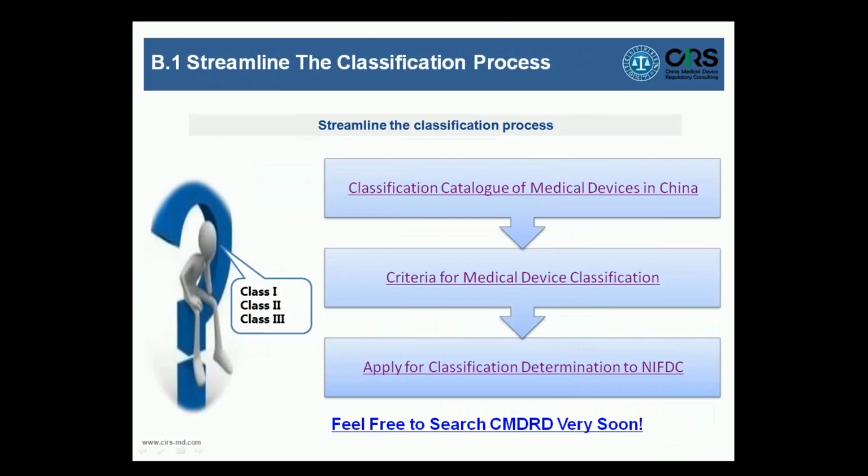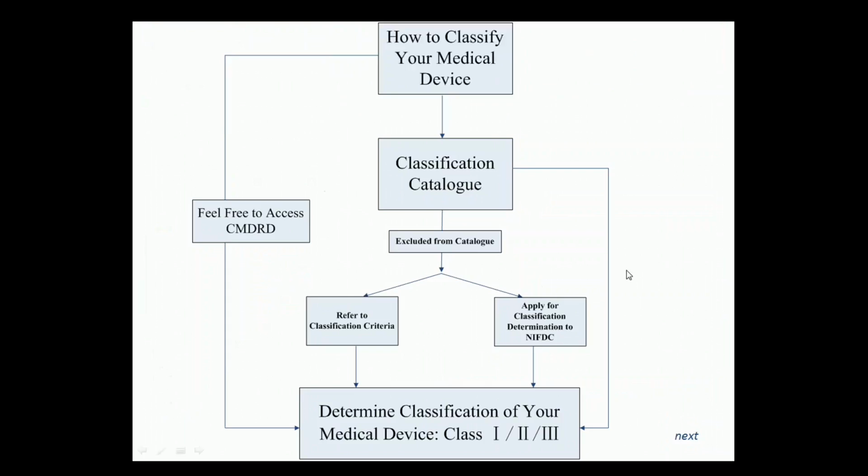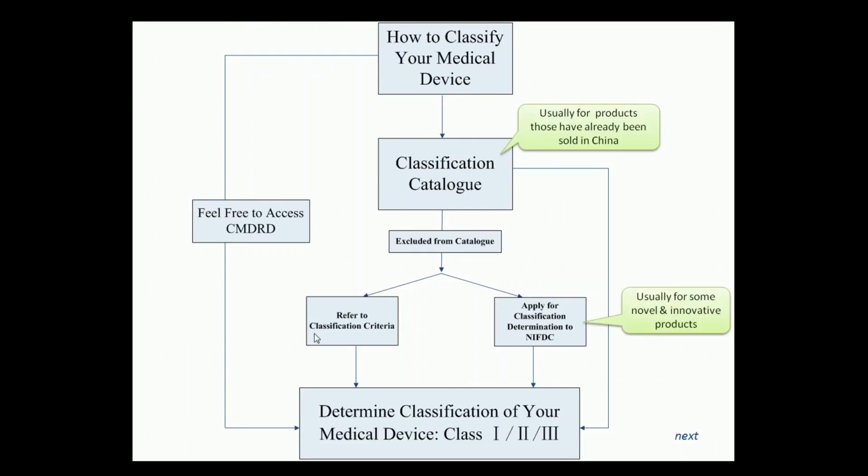To conclude the classification process, you can refer to this flowchart. If there are some medical devices very similar to your products in China, then you can just look up the classification catalog. It is very likely you can find your products in the catalog. Otherwise, you should refer to the classification criterion or apply for the classification determination. It's usually for some novel and innovative products.